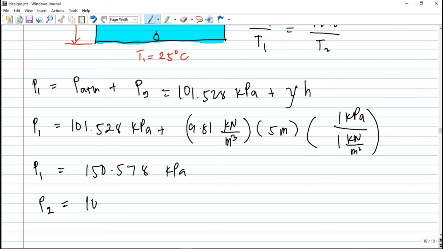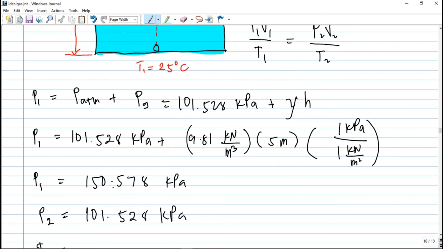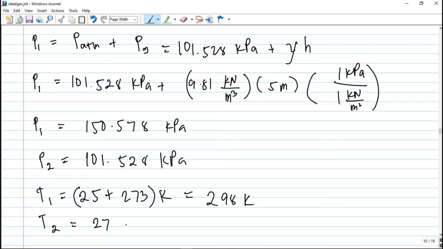From the given, our pressure 2 is just the atmospheric pressure because it is exposed to the atmosphere. So, that is 101.528 kilopascal. Our temperature 1, the temperature at the bottom, we have here as 25 degrees C. So, 25 plus 273 to make that absolute temperature in Kelvin. So, this is just equal to 298 Kelvin. Then our temperature 2 is 27 degrees Celsius. So, we add 273 to convert that to Kelvin. So, that is just equal to 300 Kelvin.